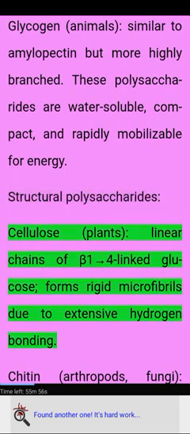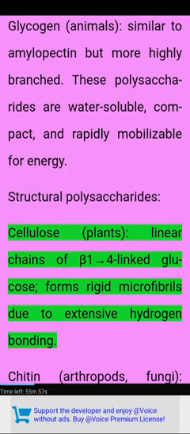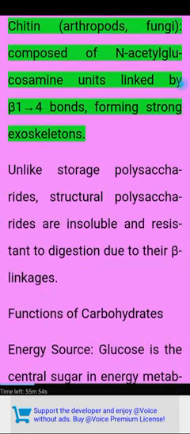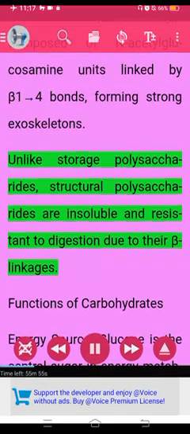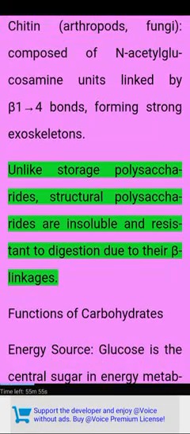Structural polysaccharides. Cellulose, in plants, is linear chains of beta 1→4 linked glucose, and forms rigid microfibrils due to extensive hydrogen bonding. Chitin, in arthropods and fungi, is composed of N-acetylglucosamine units linked by beta 1→4 bonds, forming strong exoskeletons. Unlike storage polysaccharides, structural polysaccharides are insoluble and resistant to digestion due to their beta linkages.